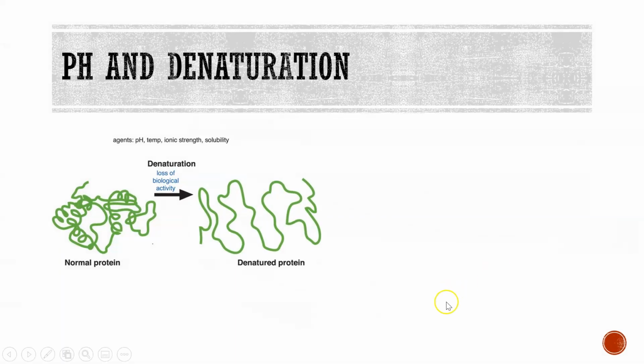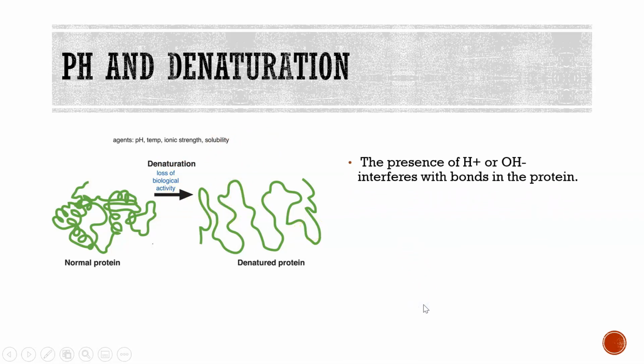Okay, pH and denaturation. Here we've got our protein. I can only see one colour protein there, it could just be the image. However, you see here, it's saying that some of these denaturation agents are pH, temperature, also ionic strength, solubility. There are other factors that do cause denaturation, not just pH and temperature. But you see that the loss of the biological activity has occurred because it's become denatured.